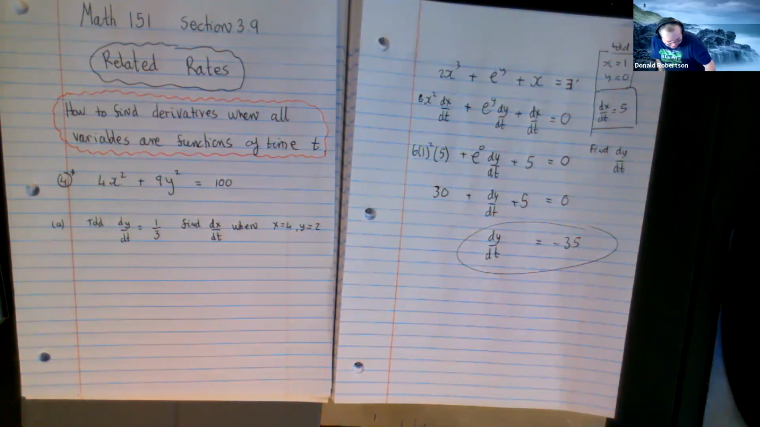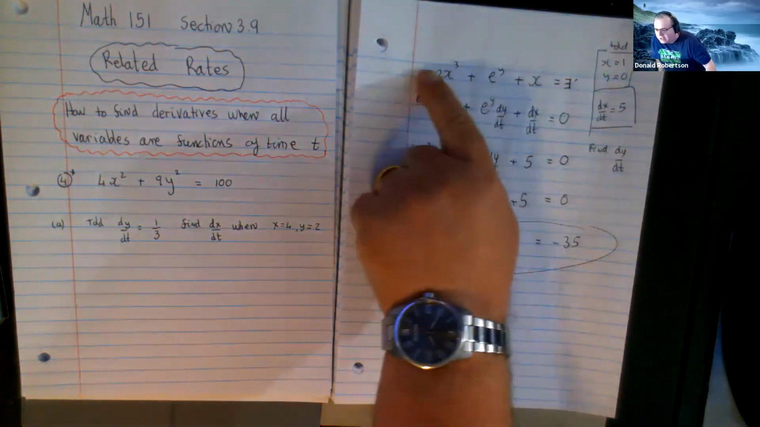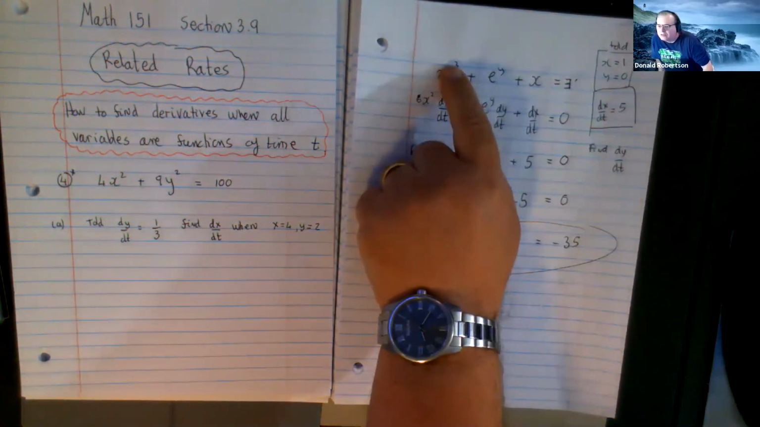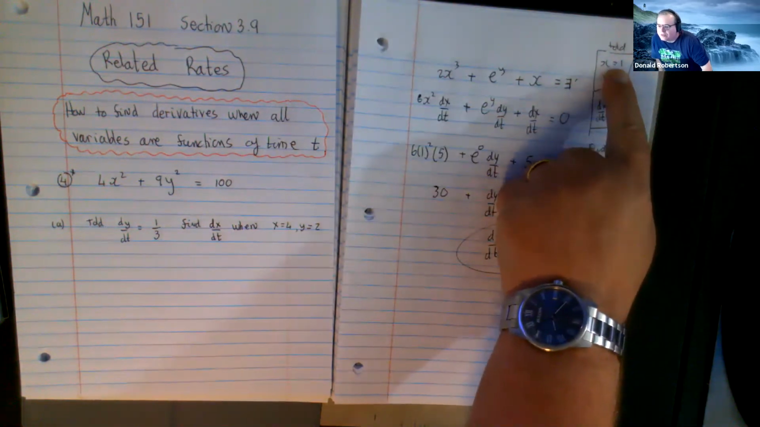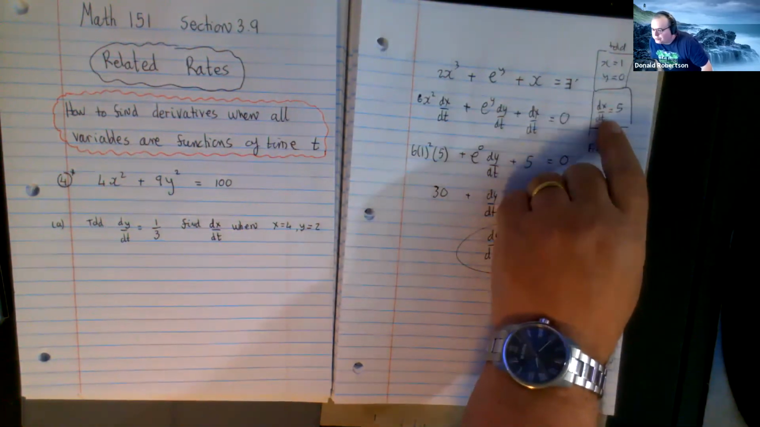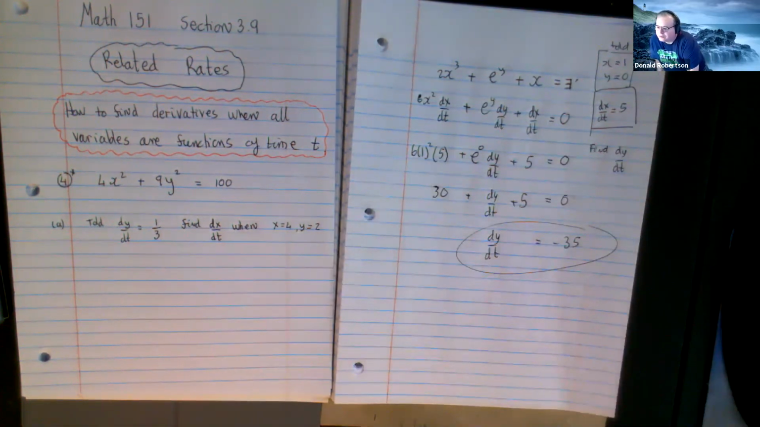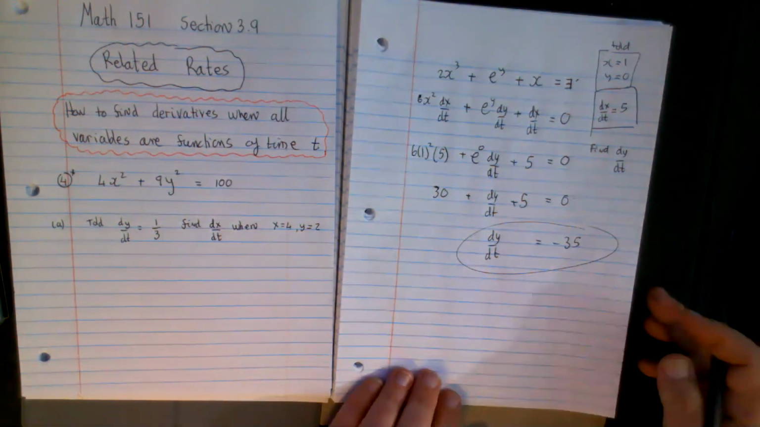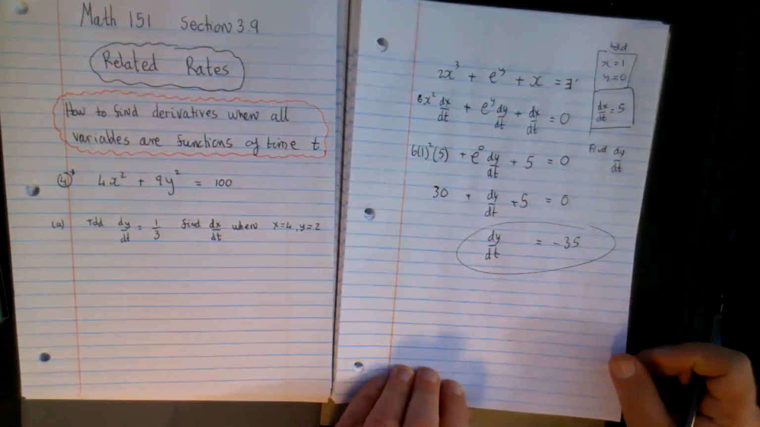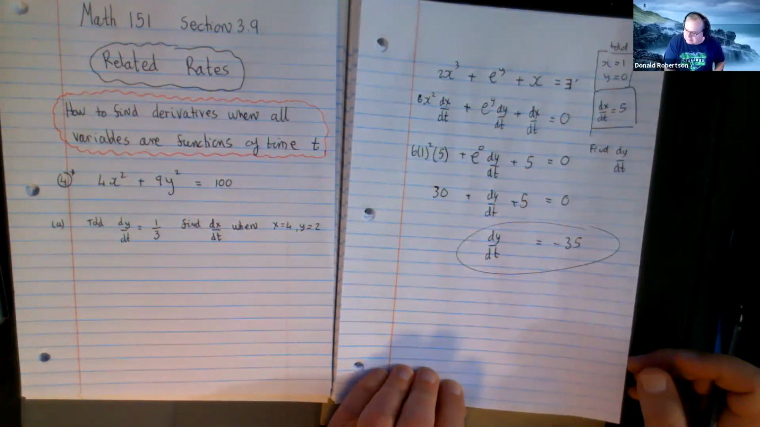Could you imagine I could give you any ugly expression I like with x's and y's in it? And as long as I tell you the x value and the y value, and one of the two, dx by dt or dy by dt, won't this process allow us to find the other one? Yes, that's true, but please don't. Why? It's fun.